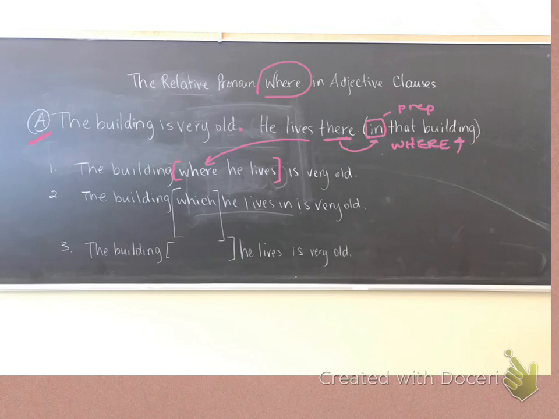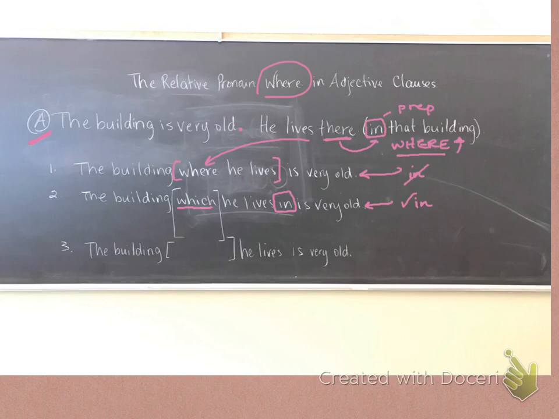But like other adjective clauses we have looked at, there are other ways that we can say this as well. We can say the building which he lives in is very old. Notice what happens when we use which. We have to use this preposition in, because now we don't have any word in the sentence that tells us about location. So if we choose the word where and combine it like this, then that preposition in we don't need. If we choose to combine it like this, using the relative pronoun which, then we do need that preposition in, and without it, it's a problematic sentence.